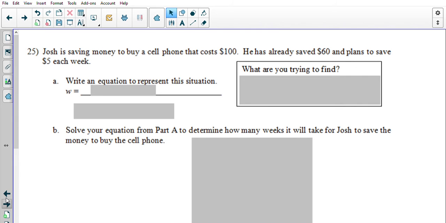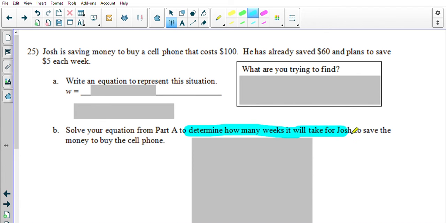Your word problem that's on your quiz later on this week is very similar to this, so let's take a look at it. Start by identifying our unknown, or what we're trying to find. It says determine how many weeks it will take for Josh to save the money to buy the cell phone. So what are we trying to find?